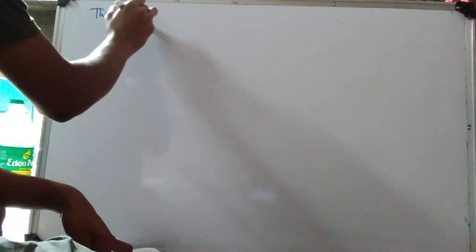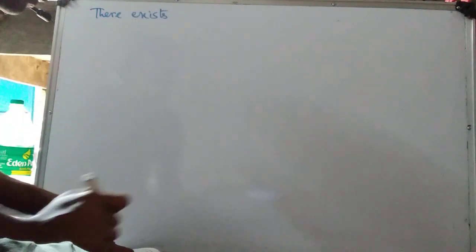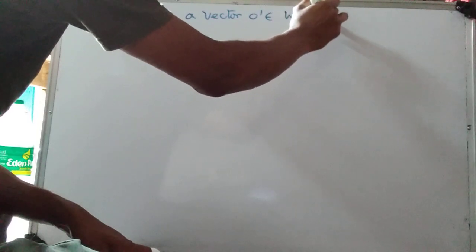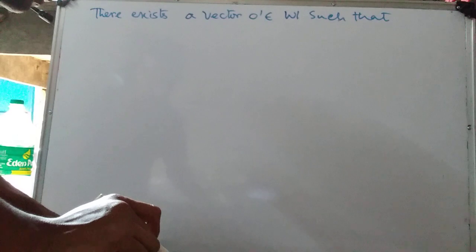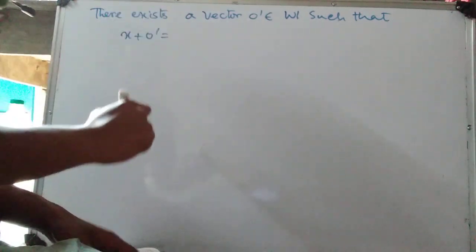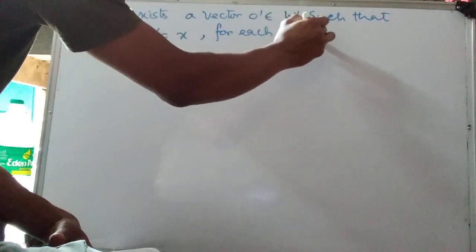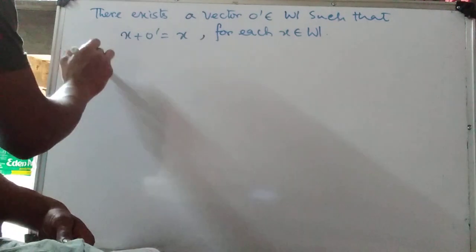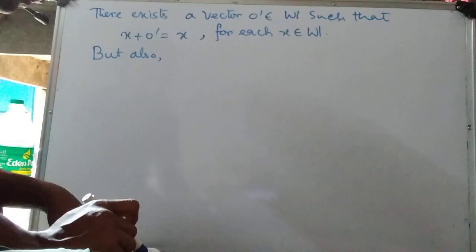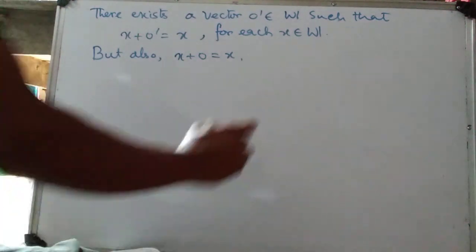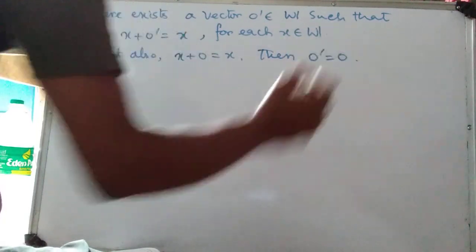Okay, now here what happened: there exists a vector 0' belonging to W such that x plus 0' equals x, for each x belonging to W. But also x plus 0 equals x. And then obviously 0' equals 0.